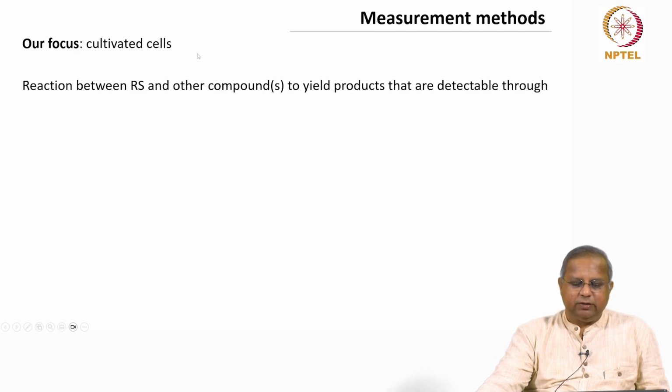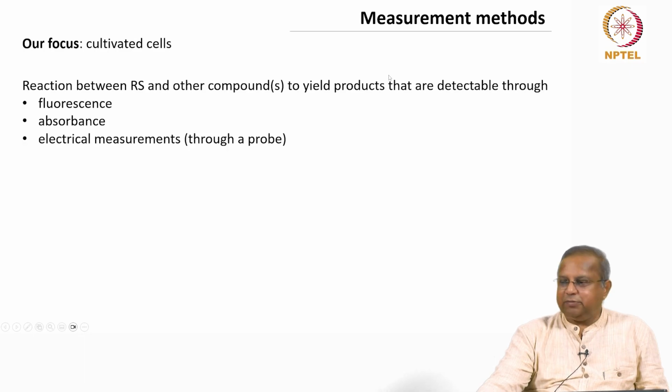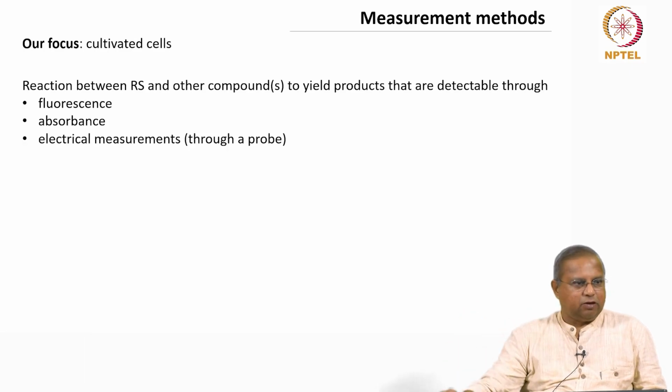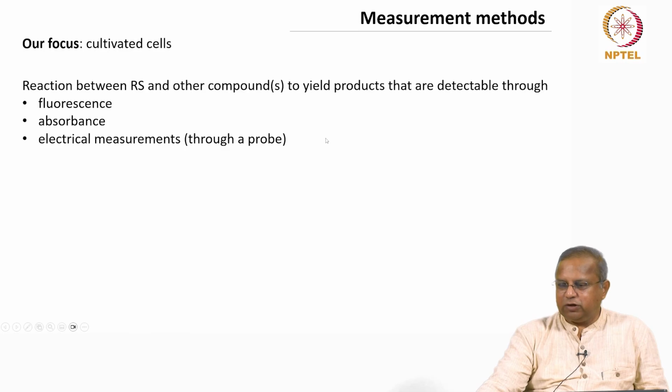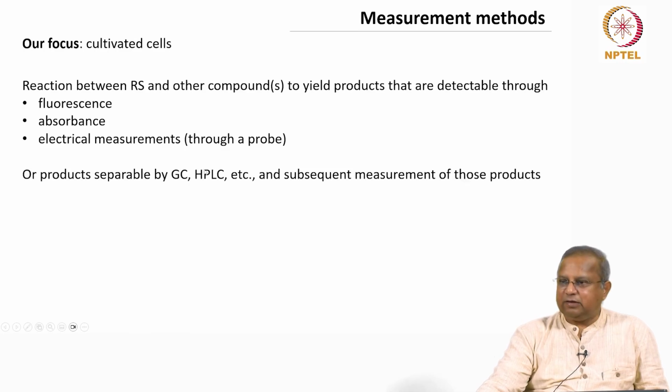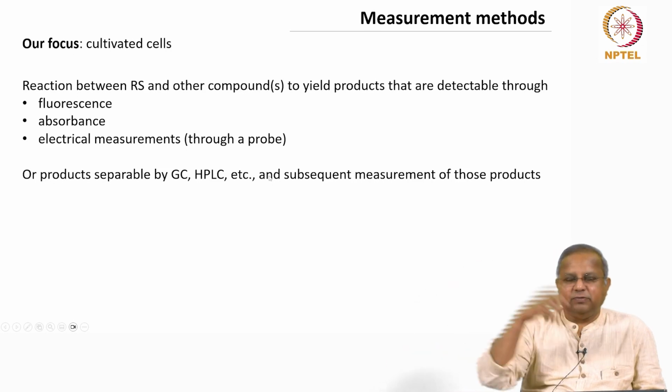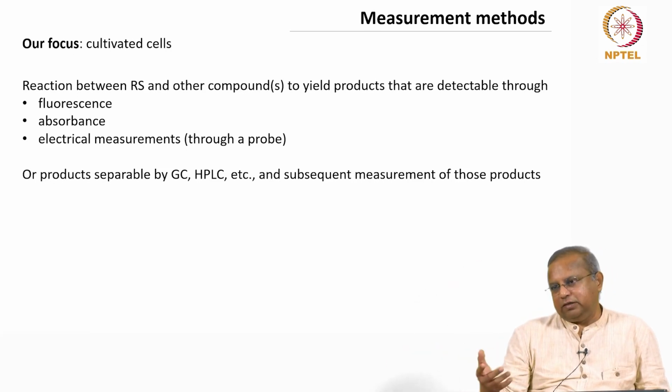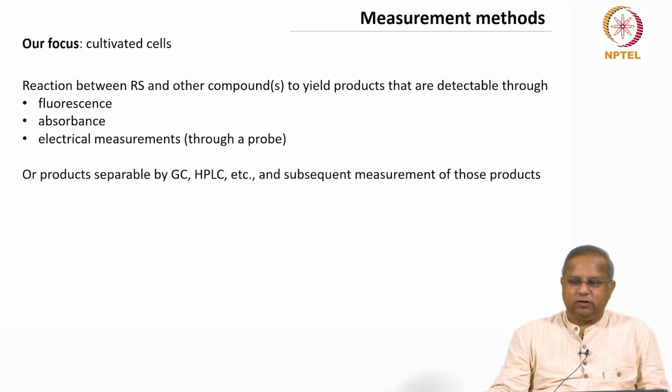The reaction between the reactive species of interest and other compounds yields products that are detectable through either fluorescence, absorbance, or electrical measurements, typically through a probe which is sitting outside the cell or sometimes inside the cell also. These are the usual methods. Or the products made by this reaction can be separated by gas chromatography or high performance liquid chromatography, and subsequently you measure those products. That is also a method that is used for reactive species.